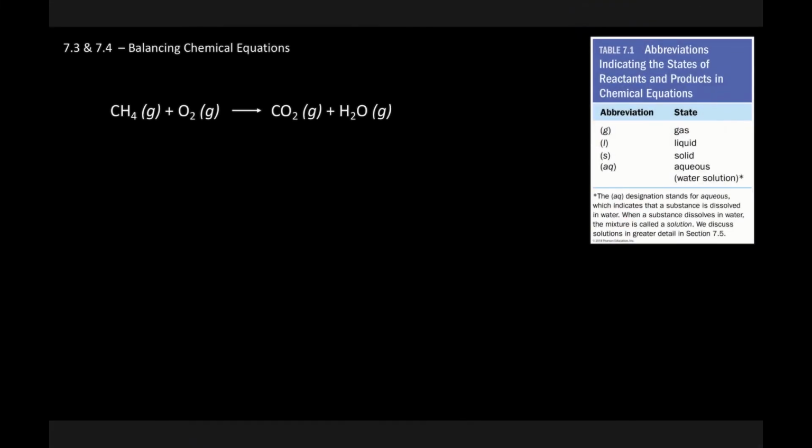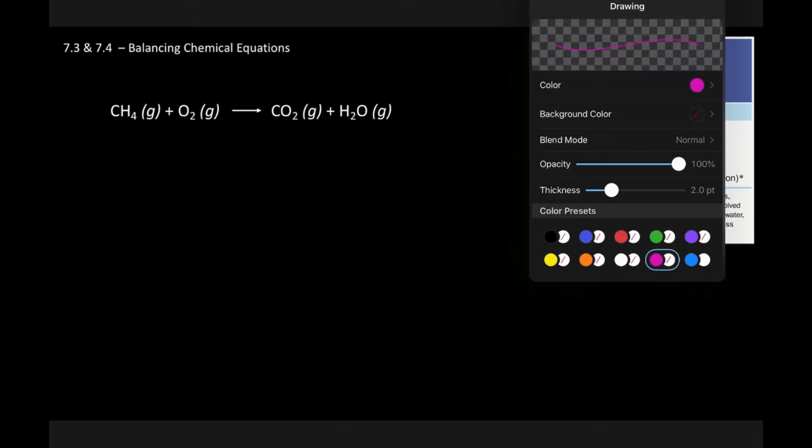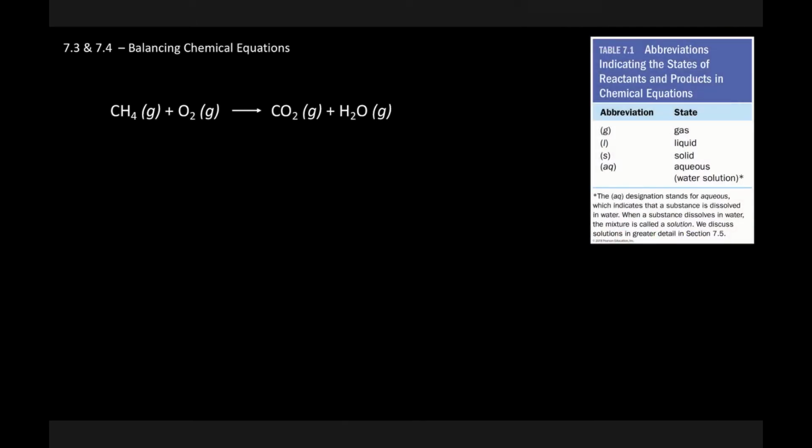Hello, Honors Chemistry, and welcome to Chapter 7, Sections 7.3 and 7.4, where we talk a little bit about the art of balancing chemical equations. Now, this should really be a review from 8th grade, because you have done this already. So this should be quick and simple.